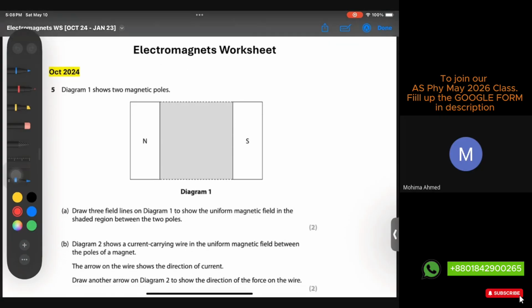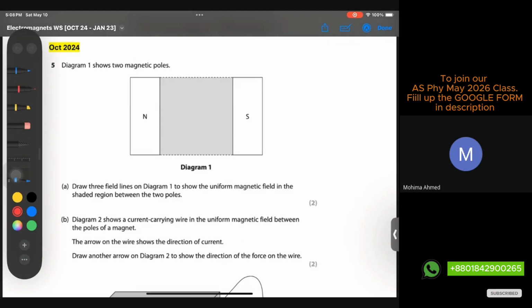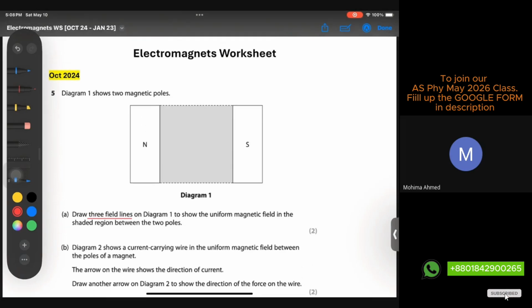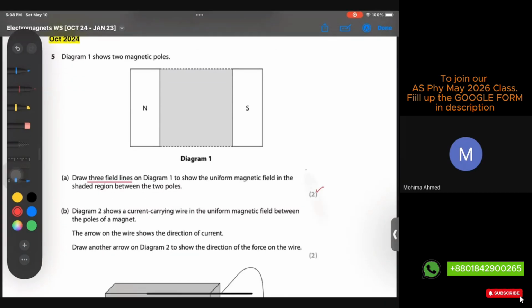It says diagram 1 shows two magnets, north and south. Draw the field lines on diagram 1 to show the uniform magnetic field in the shaded region between two poles. They're giving you 2 marks. 1 mark for that uniform distribution, where the distance between all the lines is the same, and all the lines have to be parallel, and they also must have the same direction. So you have to make sure these 3 things are correct in your diagram.